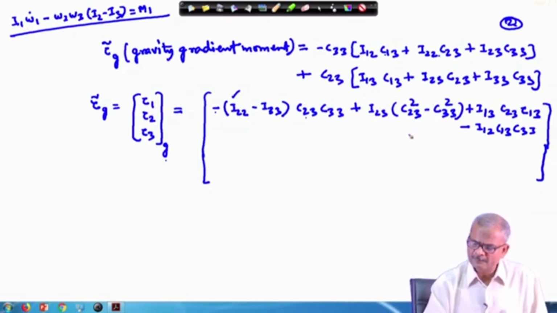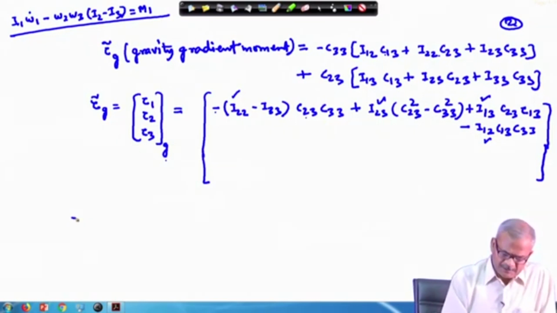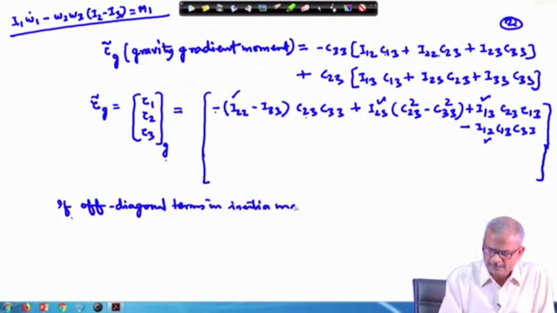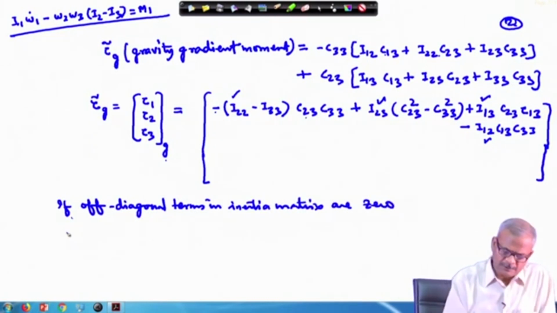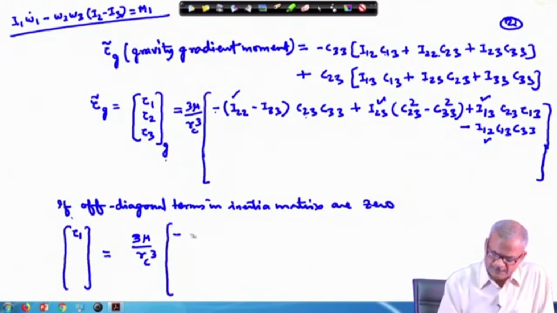So, we see that if my off diagonal terms are 0 here, that is I13, I12 and I23, these are 0. So, this will simply get reduced to this format. It simply says that if off diagonal terms in the inertia matrix are 0, okay, then this tau 1 can be written as, and here of course 3 mu by R c cube is there. So, 3 mu by R c cube and this term we just have to copy. So, I22 in that case will get reduced to I2 and I33 we write as I3, and the rest of the things remain the same.